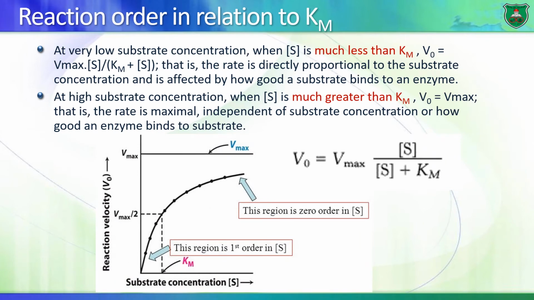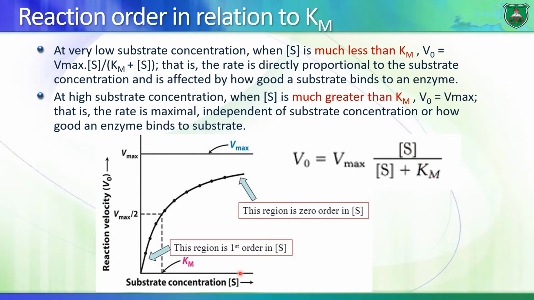So how is the rate of an enzymatic reaction influenced by substrate concentration and Km? At very low substrate concentration, the rate of the reaction is directly proportional to how much substrate there is in the system, and it's also related to Km. It's affected by Km, how well an enzyme binds to a substrate, right? So it's affected by both.